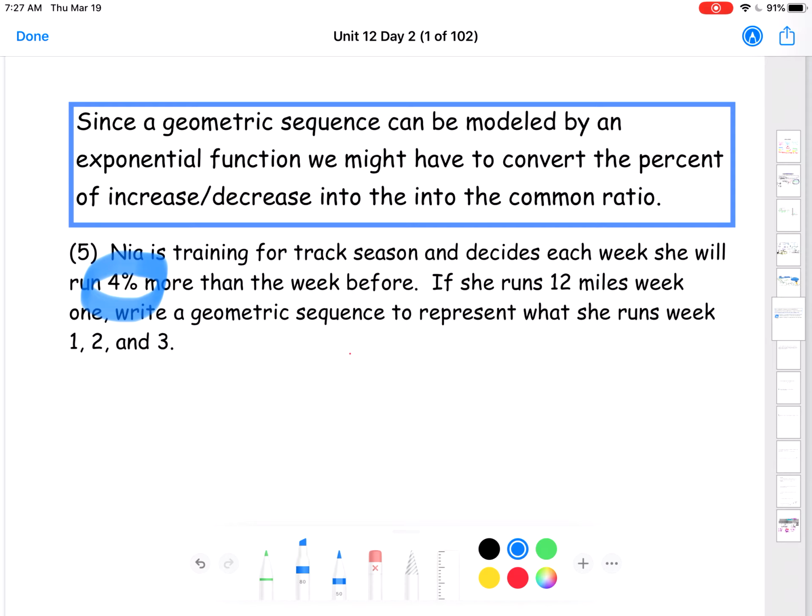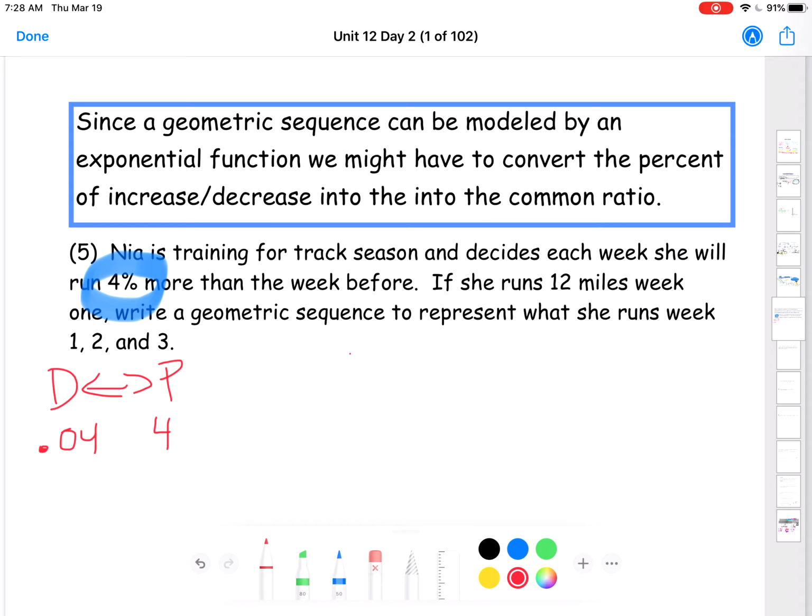Remember in our last unit for the exponentials, we would take our percent and turn it into a decimal. So it would be 0.04. But the common ratio isn't gonna be 0.04.